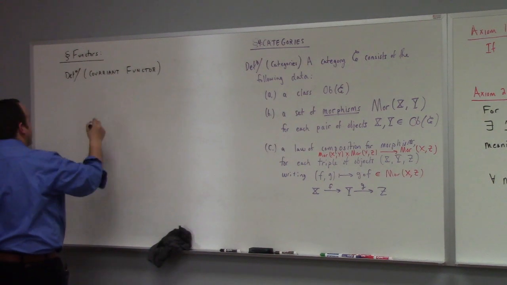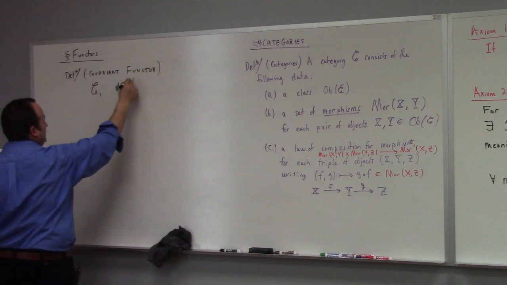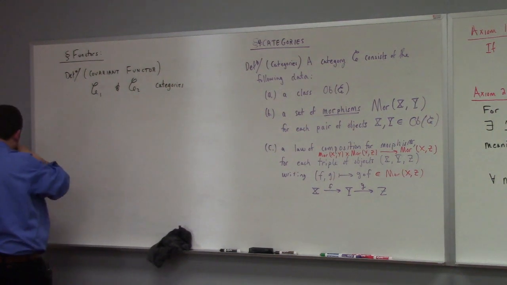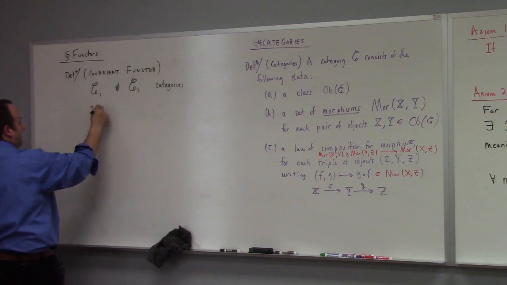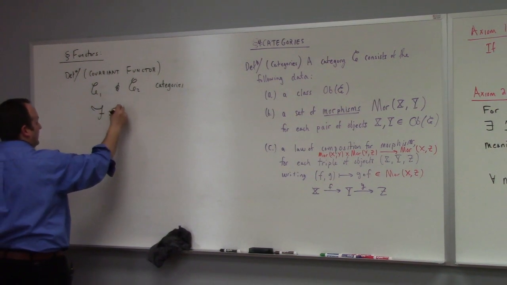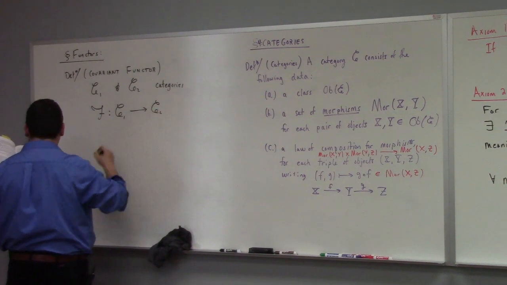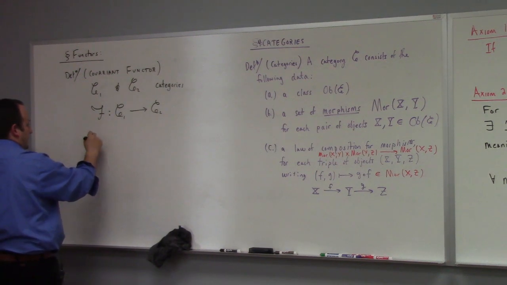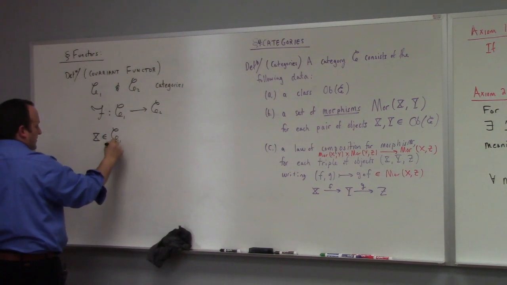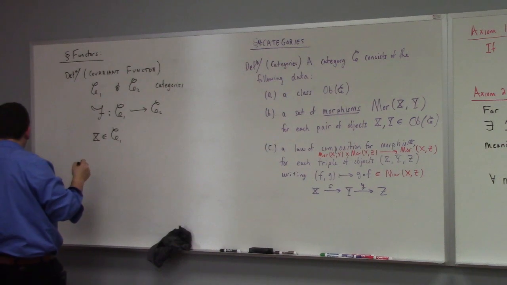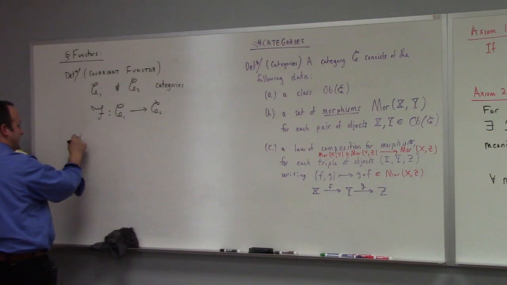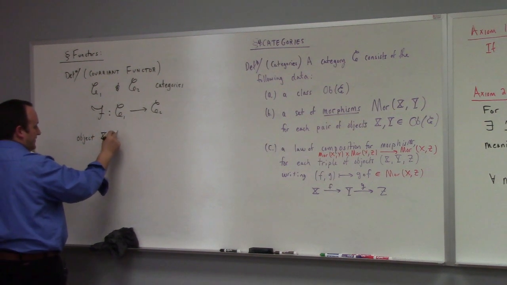What's a covariant functor? If you have categories C1 and C2, the functor is something that goes from category 1 to category 2, and it associates to each object, so it takes an object x of category 1. I shouldn't say element of that, that's not how it works. Sorry, too much topology.